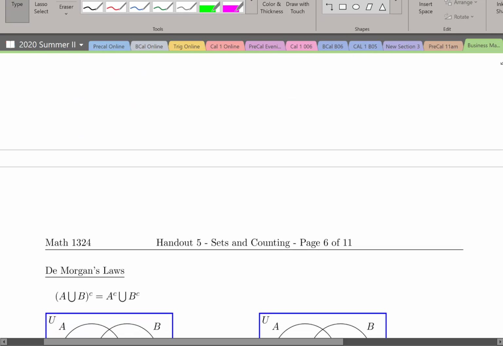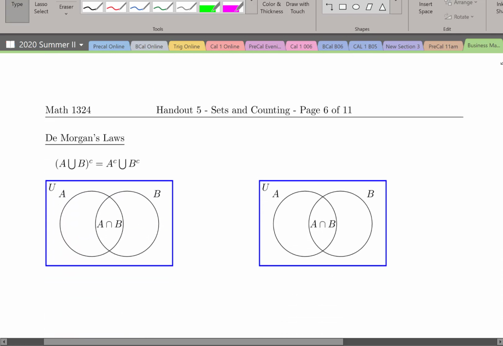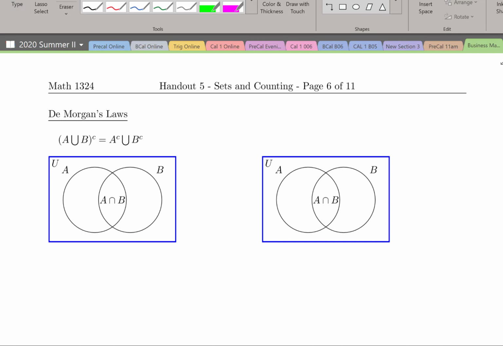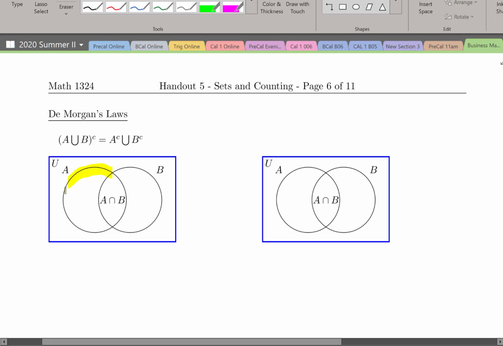Okay, and so those were just some useful equalities. We're going to look at a few more with De Morgan's laws. So note that the complement basically is distributive, is what this is saying. So left-hand side of the equation, A union B, so that's everything here, and it's a complement. So essentially everything you see highlighted in yellow.